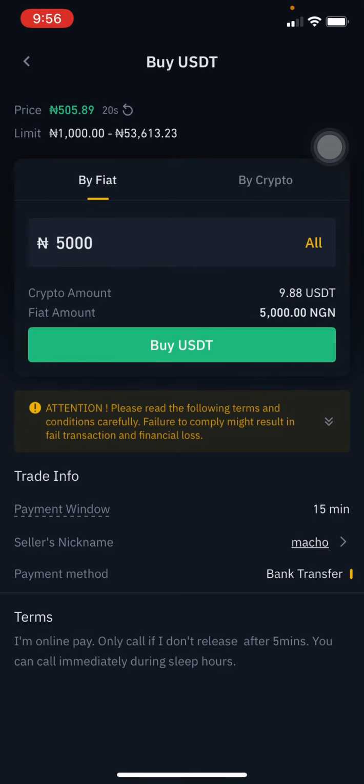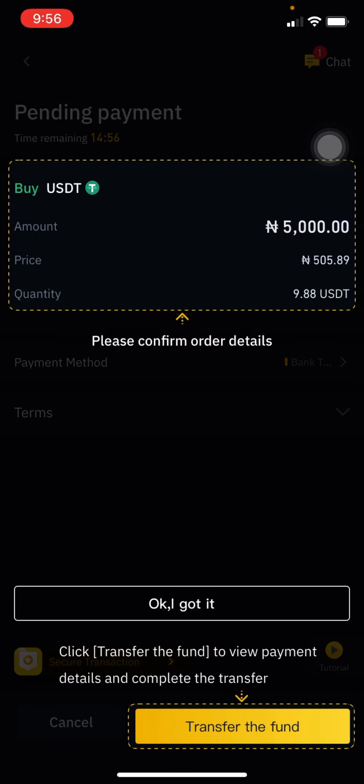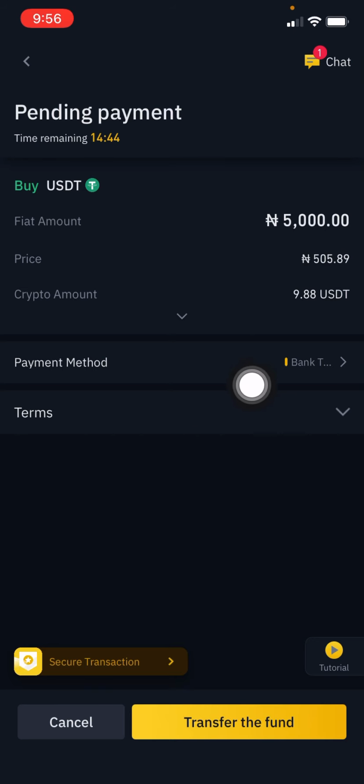Now you click on buy USDT. And the person is accepting bank transfer. You see that? Now, please confirm order. Go ahead and click on okay, I got it. Now take note from this step, please never click on transfer fund if you have not transferred. Okay? Make your payments first before you come and click on transfer fund.